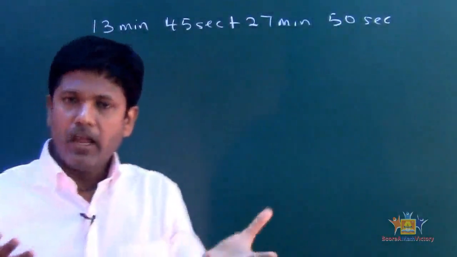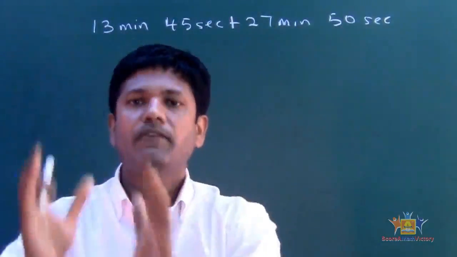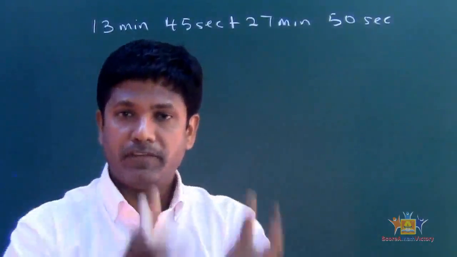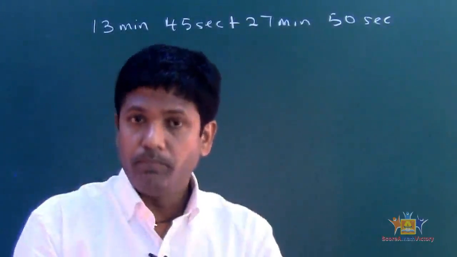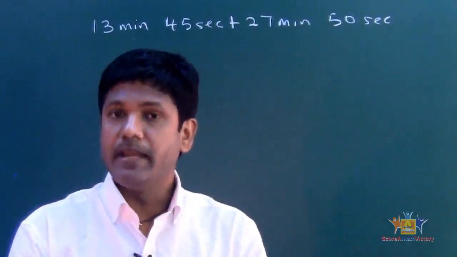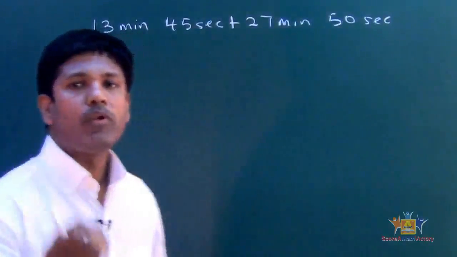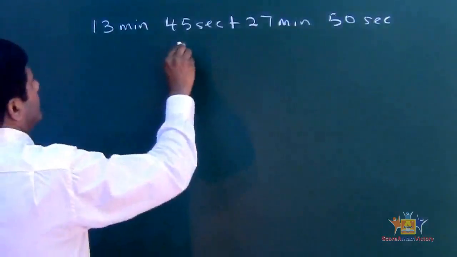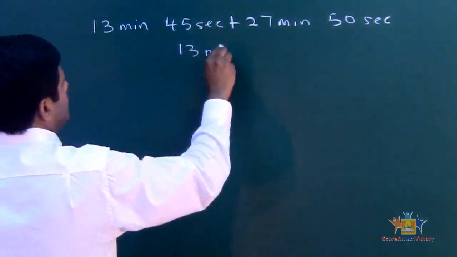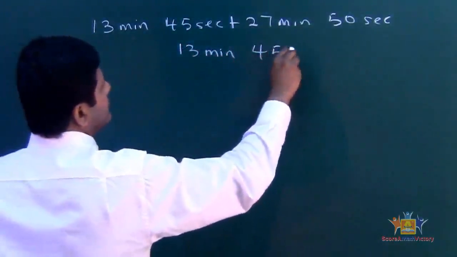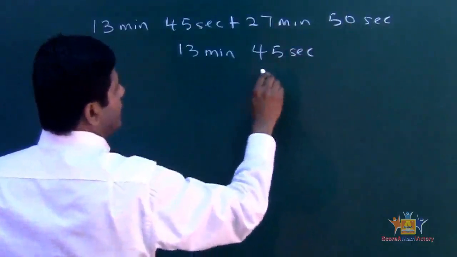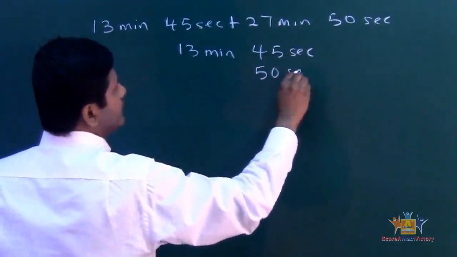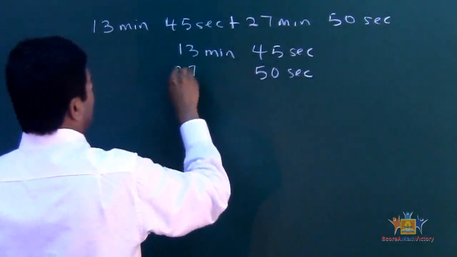The key thing is lining them up based on their family, in other words, by their units. If it's seconds, line them up with seconds. Minutes, you line them up by the minute. And when you add them, you always add from the smallest unit, which will be the second. First let's line them up. So you've got 13 minutes 45 seconds, and then 50 seconds, and then 27 minutes.